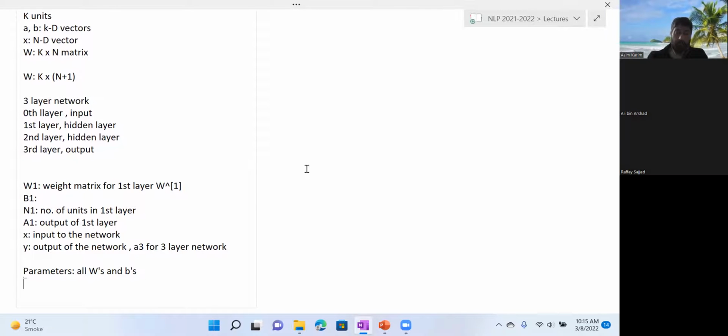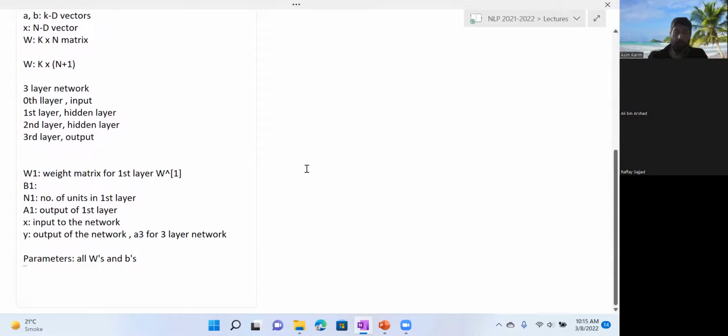And since a feed-forward neural network is a supervised learning model, we will assume that we have training data. And if it is a classification problem, then of course the training data would consist of basically a set of xi and yi, where i is equal to 1 to n.